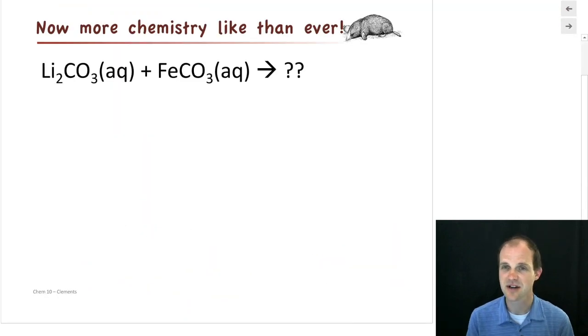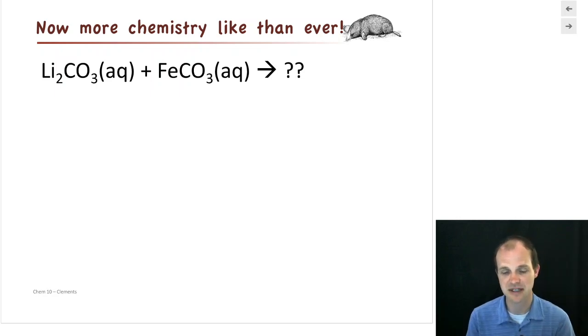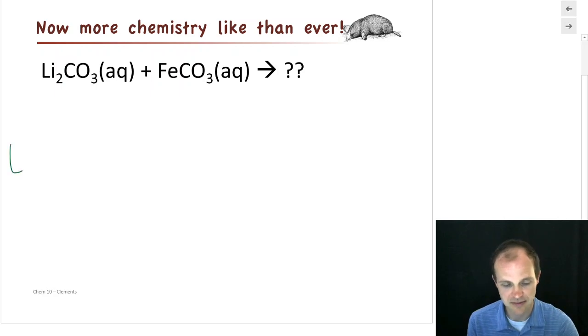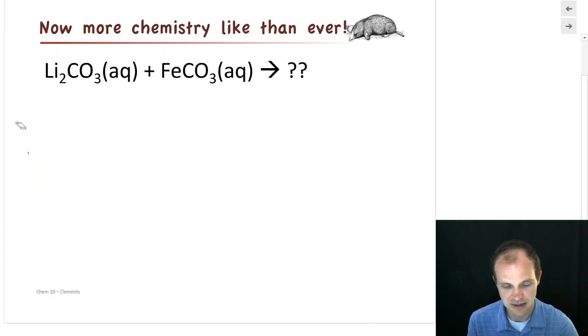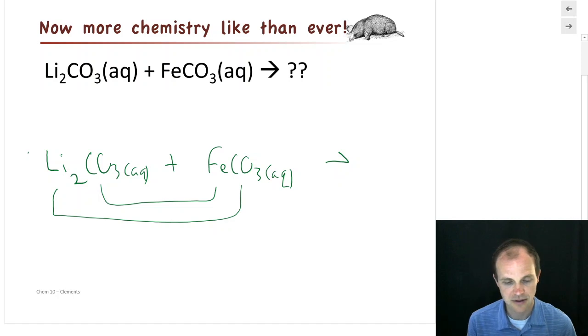So let's just start here. Instead of talking about just bringing these compounds up, let's say, hey, let's predict the products of this reaction. And I'm going to rewrite them here so that I can have some space to do things with them. Actually, let me just give myself a tiny more space. Li2CO3 aqueous plus FeCO3 aqueous. And what am I going to do? I'm going to do my inner and my outer.